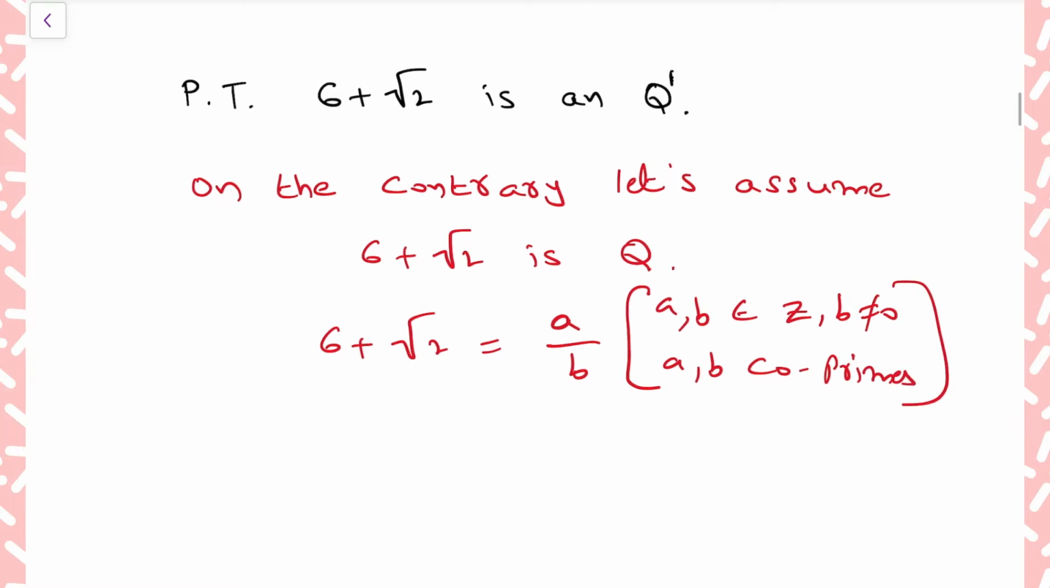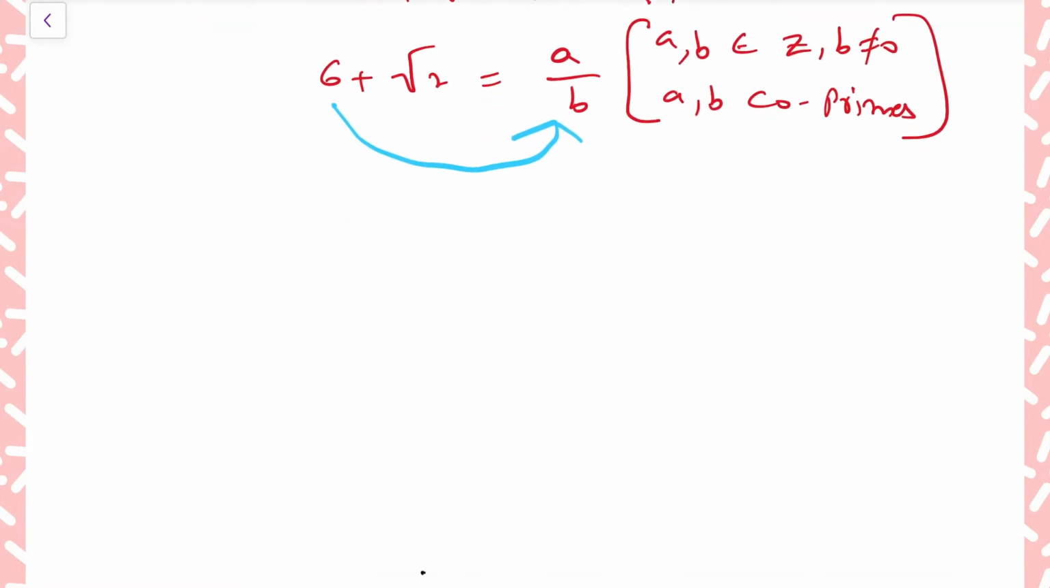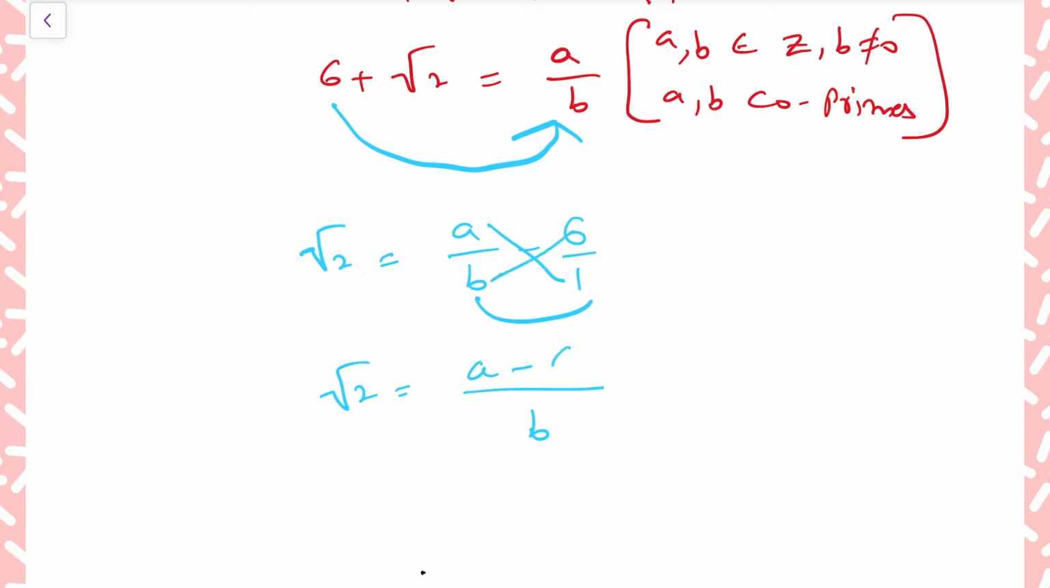Okay, now 6 we will take to the right side. Then we remain with root 2 equals A by B plus 6. If we are taking it to the other side, it becomes minus 6. This 6 I am writing as 6 by 1. So root 2 equals, here both the denominators are different, so I am going with the cross multiplication process. B into 1 is B, A into 1 is A, minus 6 into B, 6B.